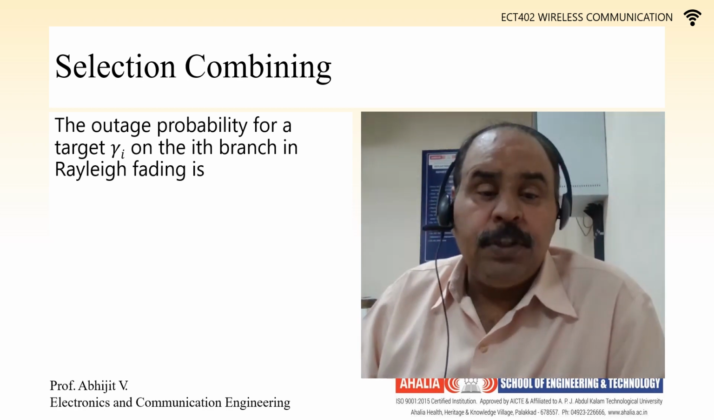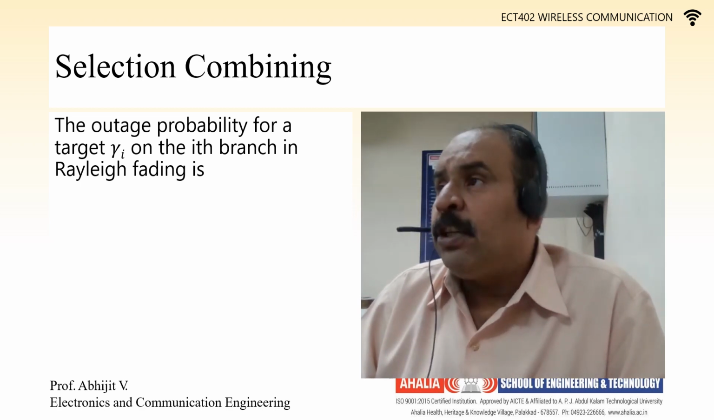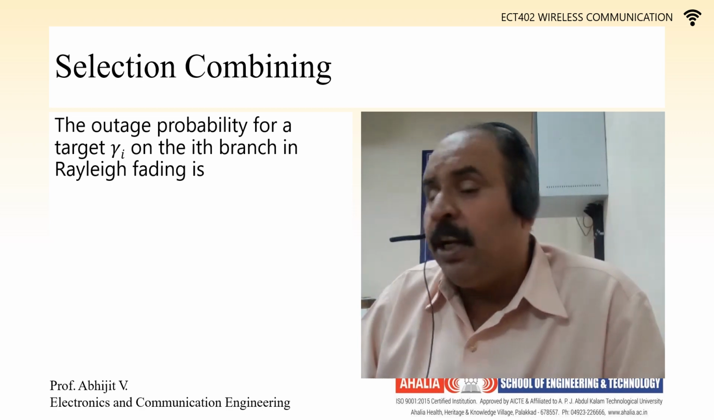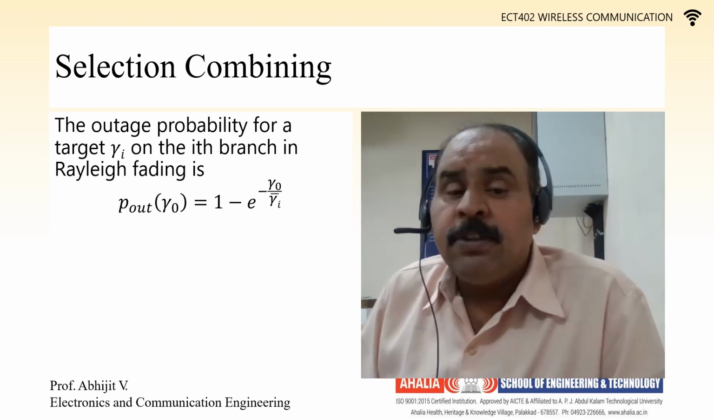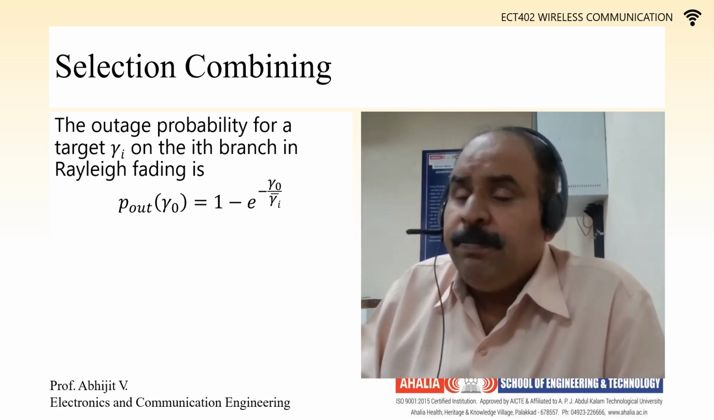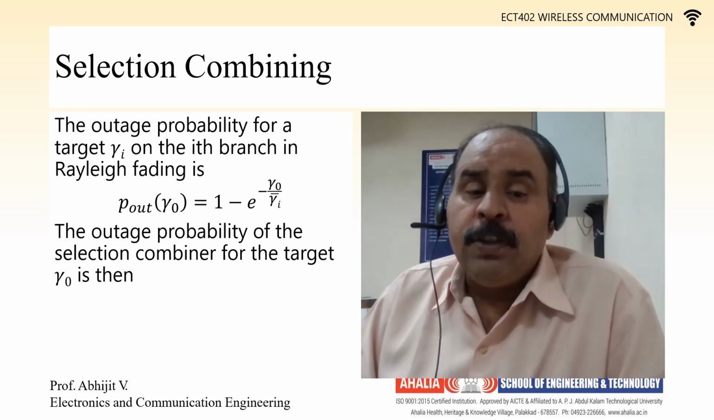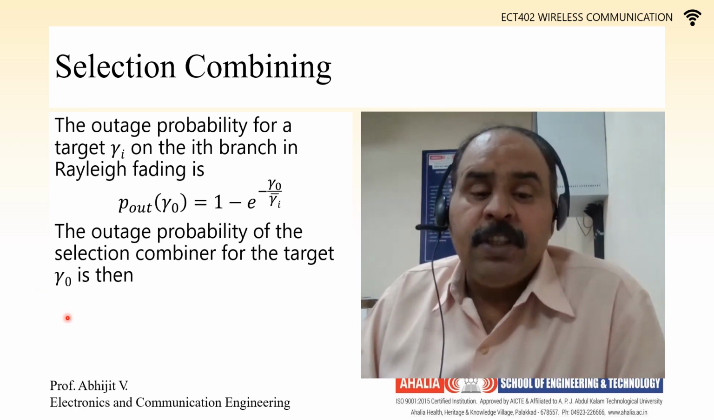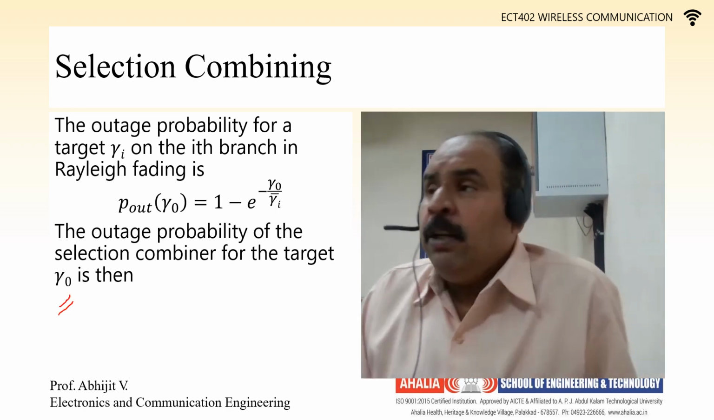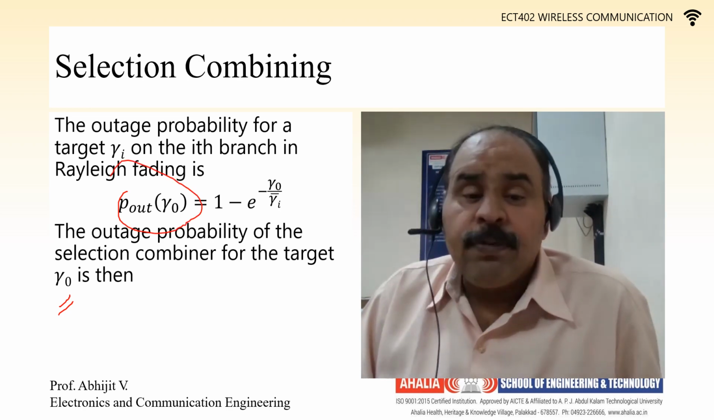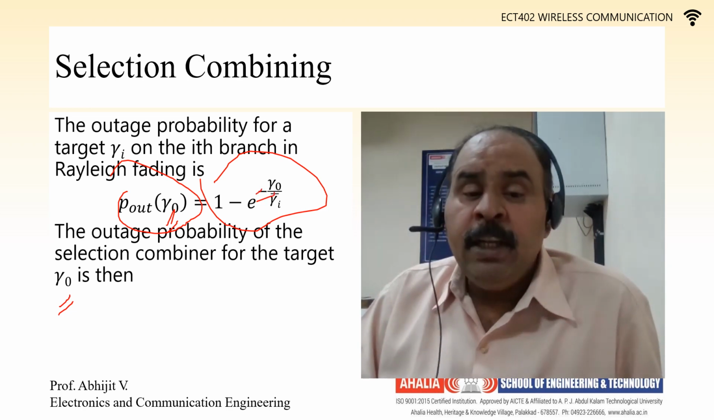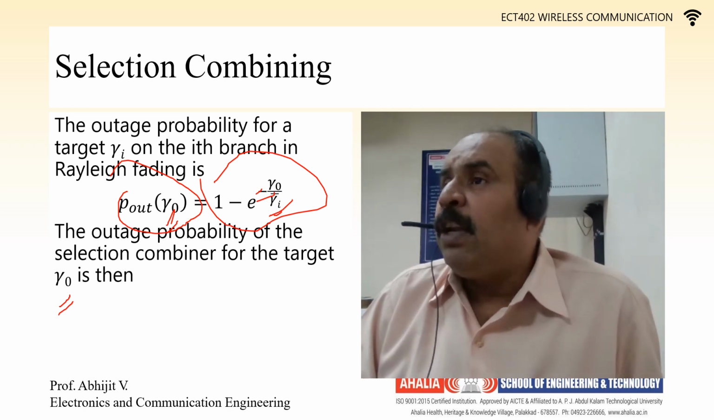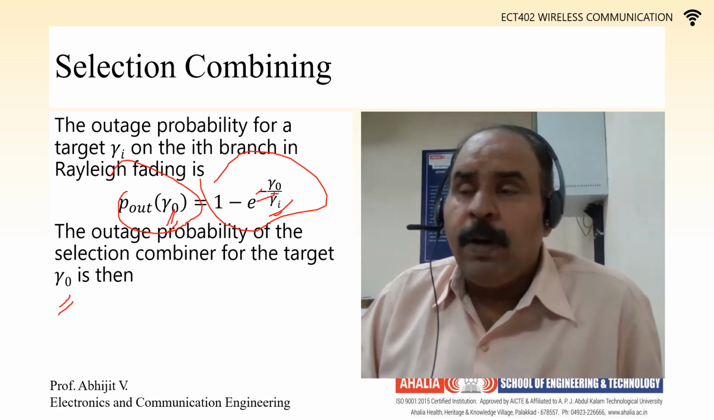So next important definition, the outage probability for the target gamma I on the ith branch in Rayleigh fading conditions will be P out gamma naught is equal to 1 minus e raised to minus gamma naught by gamma I. The outage probability of the selection combiner for the largest gamma naught is then given by 1 minus e raised to minus gamma naught by gamma I tilde. That means the average of all the SNRs up to the ith value.